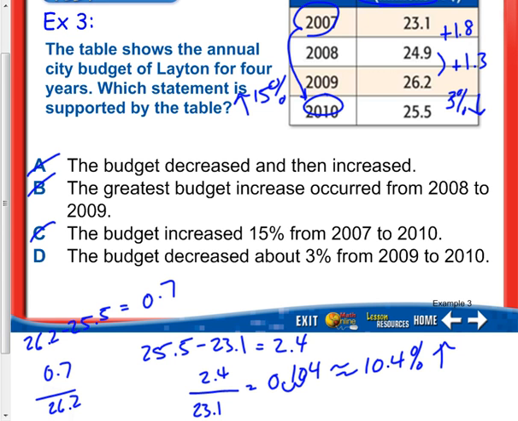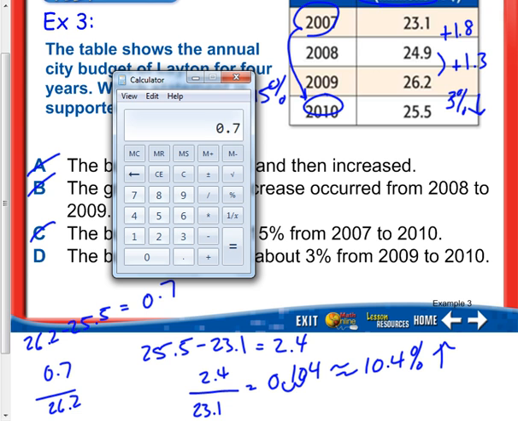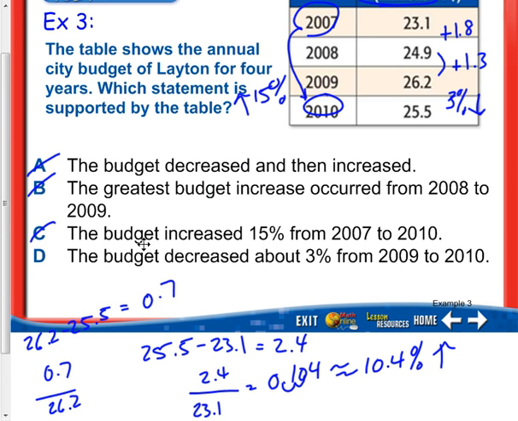And so let's go ahead and figure that out. We're looking for 3%, hopefully. So 0.7 divided by 26.2. And if we move the decimal 2 places, 1, 2, we get 2.7 if we round it, okay? So 2.7%, and 2.7% will round to 3%. So we could say that this is about 3% as a decrease. So D would be the correct answer for us here. So that was a lot of work because we had to figure out the percentage change for 2 different problems there to prove it right.